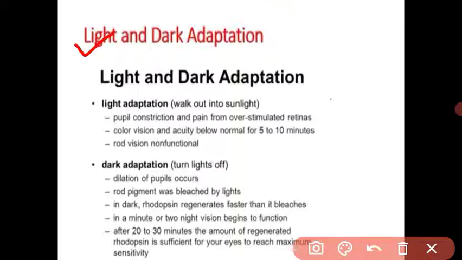Understood students? What have we studied in today's topic? We have studied how we see, we revised the parts of the eye, accommodation of the eye and light and dark adaptation. In the next video, I will explain some common defects of the eye.